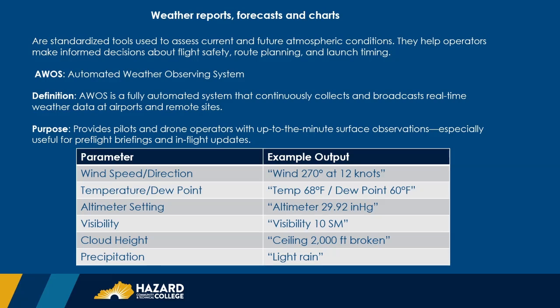Automated weather observing system is a fully automated system that continuously collects and broadcasts real-time weather data at airports and remote sites. The purpose is it provides pilots and drone operators with up-to-the-minute surface observations, especially useful for pre-flight briefings and in-flight updates. And what that gives you is your wind speed and direction, temperature, dew point, altimeter setting, visibility, cloud height, precipitation.